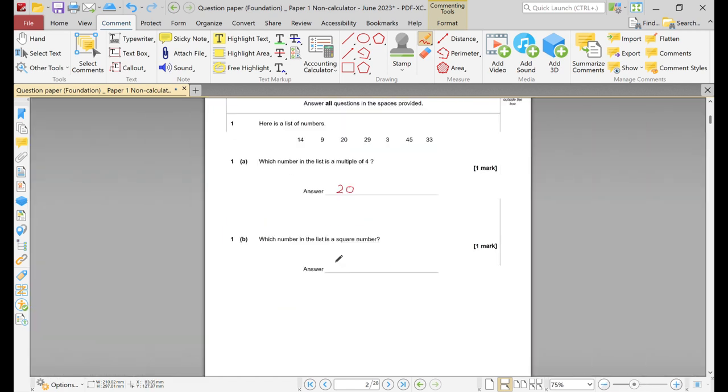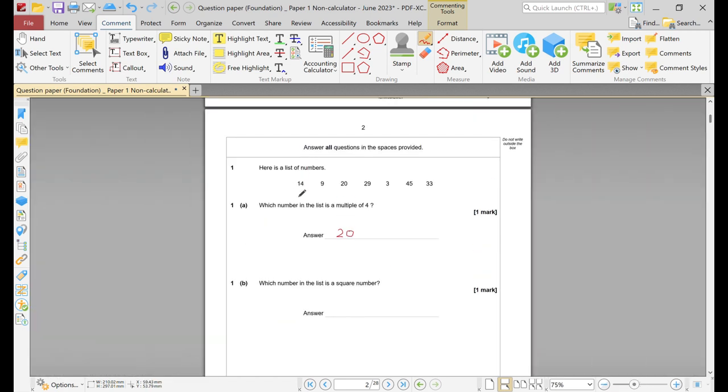Which of these is a square number? Well, 14's not. 9, that's 3 times 3. So, 9.